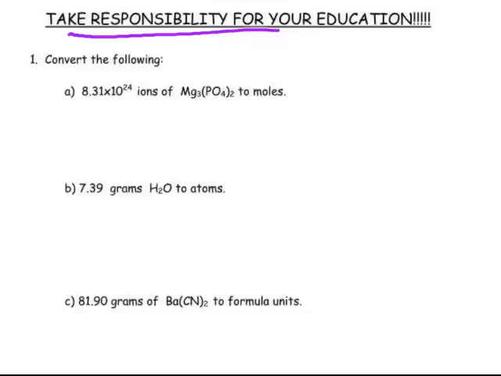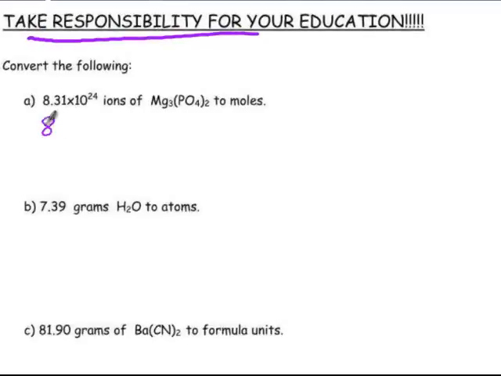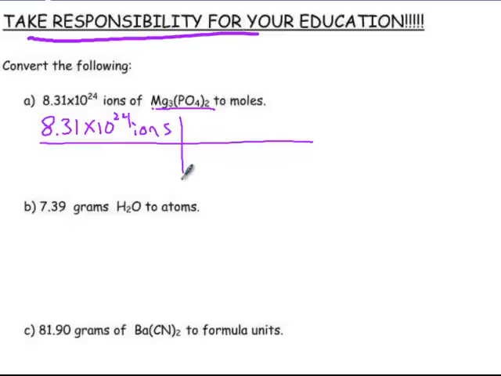And fix your mistakes. All right, so the first question is we're going from ions inside of magnesium phosphate to moles. So my conversion has to be from ions to the fundamental unit, then from the fundamental unit to moles. That's Avogadro's number. So I can't say there are 6.02 ions because that is not the fundamental unit. This is a formula unit because it is ionic.